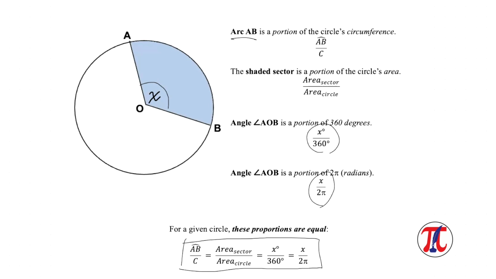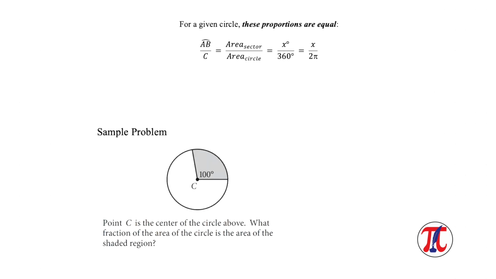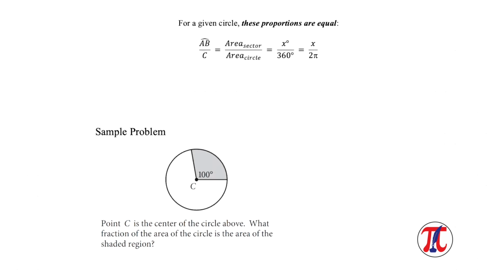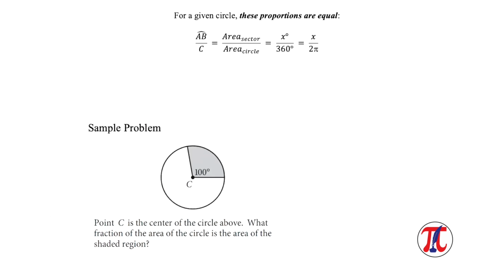So if this is, let's say, 1/3 of the circle, angle X is 1/3 of 360, or 1/3 of 2 pi. Those proportions are equal. Here's where it really helps on various problems. Here's a sample problem like one you might see on the SAT, the ACT, or in a school assignment. Point C is the center of the circle above, and we have a shaded region. What fraction of the area of the circle is the area of the shaded region?